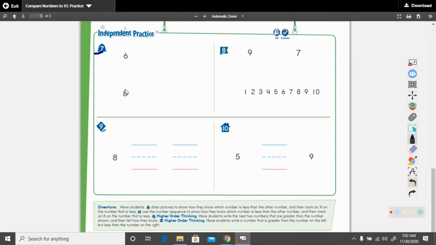So let me tell you that again. There's a 6 here, so you're going to draw 6 counters over here. Then there's an 8 here, so you're going to draw 8 pictures of something over here. And then you're going to put an X on either the 6 or the 8, whichever one is less. Make sure you're pausing the video in between each of these while you do them, because I'm going to keep going to the next one.